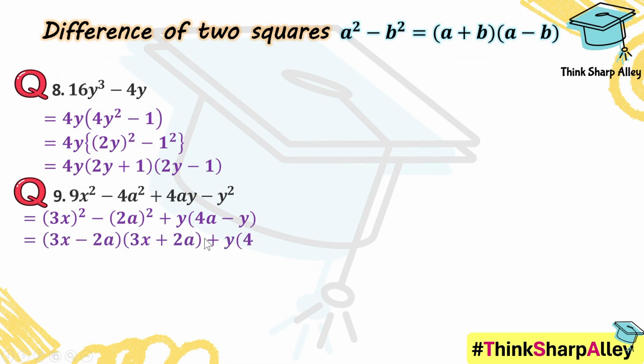But is that helping us? Let's see. So here (3x) whole square, sorry, that was (3x) whole square minus (2a) whole square. And we have applied the formula, but we do not find any common factor, right? Here we have 4a minus y. We do not have 4a minus y in the first group.